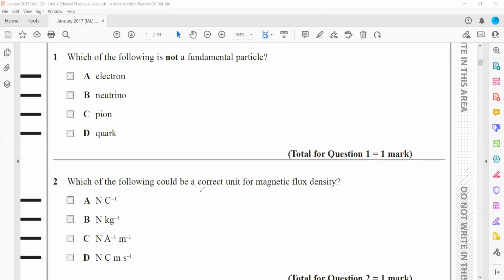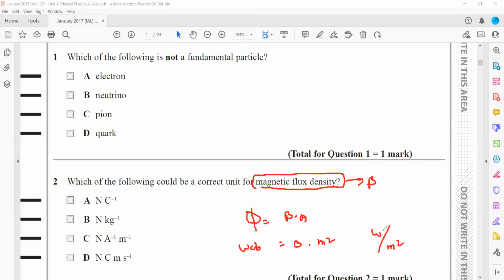Then which of the following could be the correct unit for magnetic flux density? So magnetic flux density is basically the strength of a magnetic field, B. We have the formula flux is equal to B dot A. Flux is Weber. B we don't know. And what about A? Area is meter squared. So it is Weber per meter squared. That is option 1. But there is no Weber per meter squared. Then what else can be a unit?